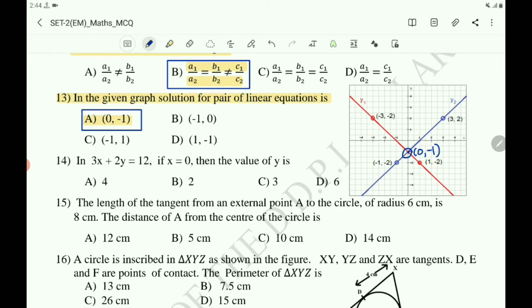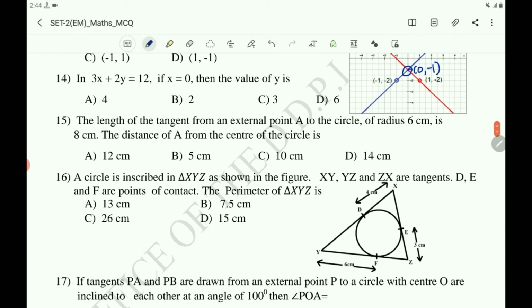Note it. Then you take question number 14. 3x plus 2y equals 12. If x equals 0, then what is the value of y? If x equals 0, the whole term becomes 0. Then 2y equals 12, so y equals 12 by 2, which equals 6. What is the answer? You got six. Option D is the answer. Note down option D.